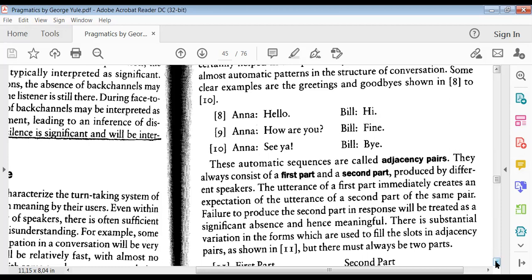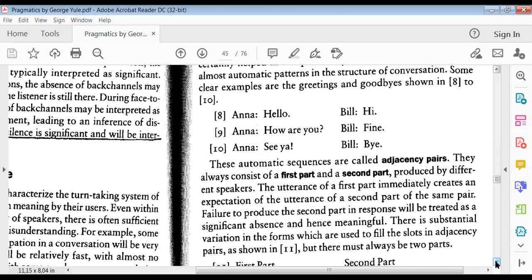And if Anna says, "How are you?" Bill is likely to say, "Fine." And when Anna says, "See you," Bill will say, "Bye." So these are automatic responses that are produced regardless of the conversational style that has been chosen by the speaker. Now, these automatic sequences are called adjacency pairs. That is, one speech act requires or elicits or extracts another speech act in most situations, regardless of whether you speak the language slowly or quickly, regardless of the conversational style that you are using.